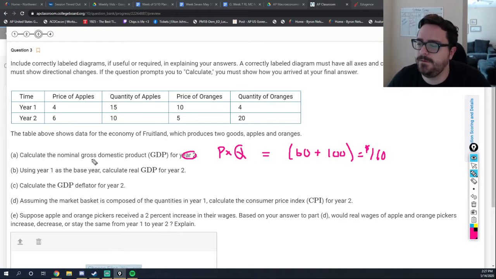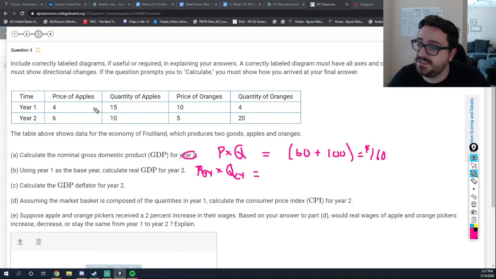So 160. Okay, using year 1 as the base year, calculate the real GDP. Now, this is the thing that got us stuck in class a lot. There were a couple of problems that I sent out to you guys where you're like, how the hell do I find it? There's no deflator. Price base year times quantity current year.